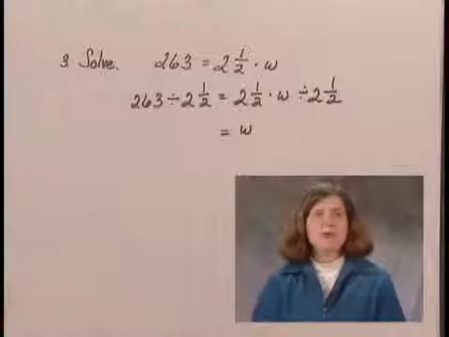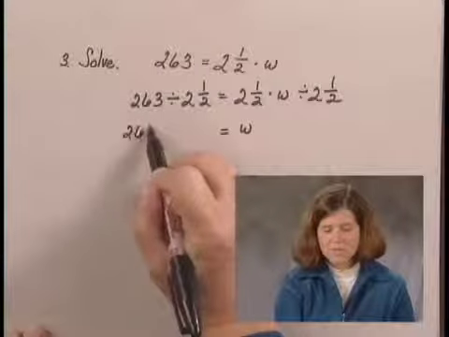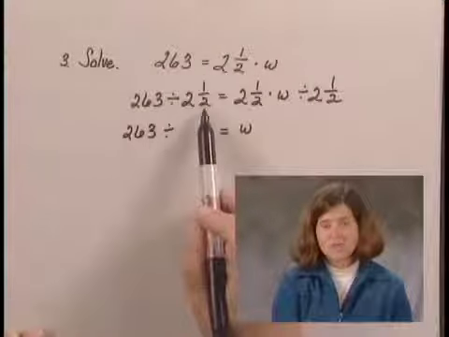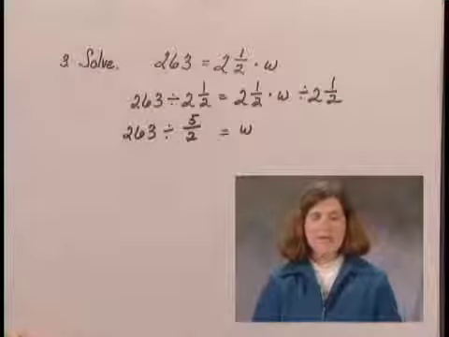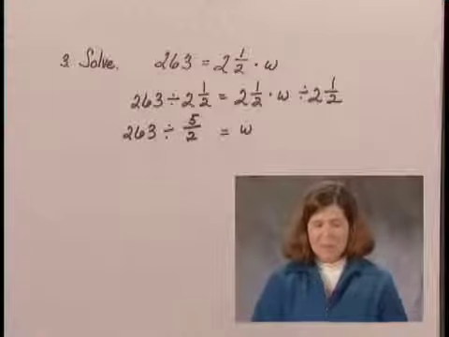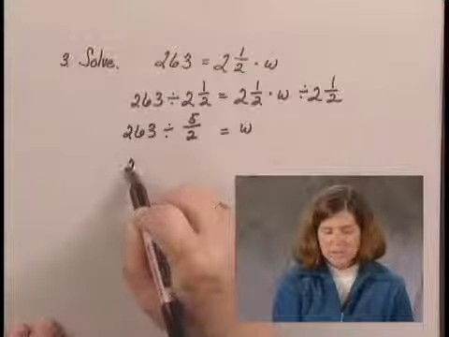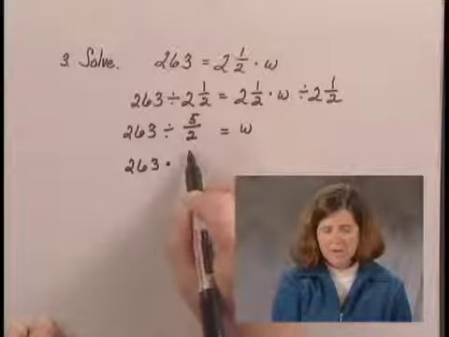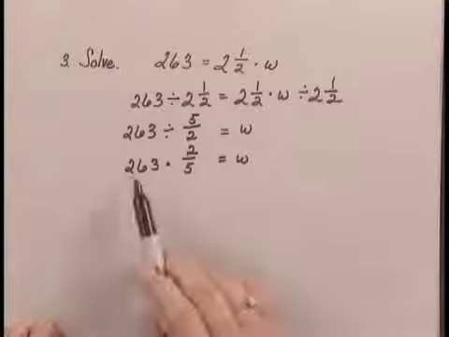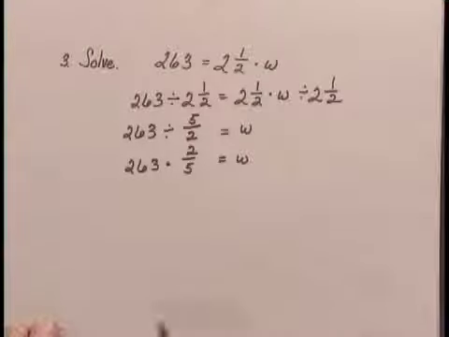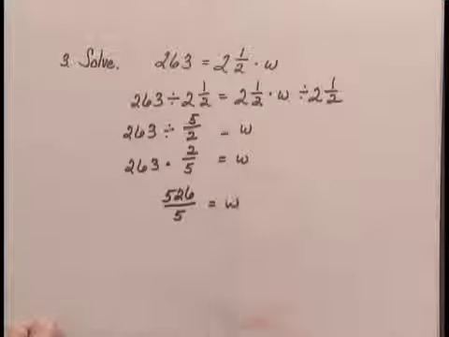And on the left, since I'm dividing with mixed numerals, I want to convert this mixed numeral to fraction notation. So I have 263 divided by 2 times 2 is 4 plus 1 is 5. So 5 over 2 is 2.5 in fraction notation. Now, in order to divide by a fraction, I multiply by the reciprocal of that fraction. So I have 263 times 2/5 equals W. Now, I multiply 263 times 2 and write that over 5, and I have 526 over 5 equals W.